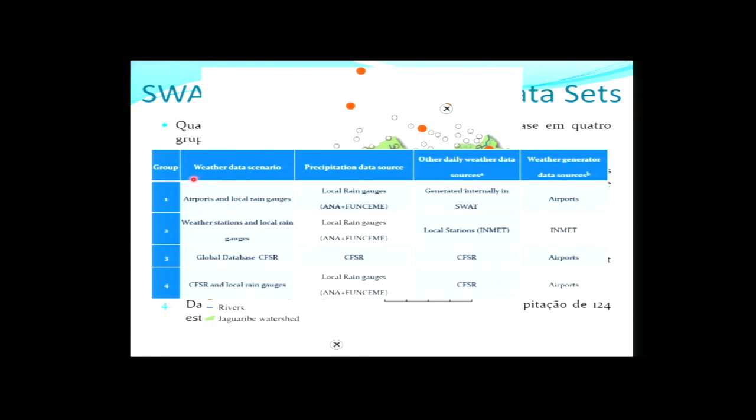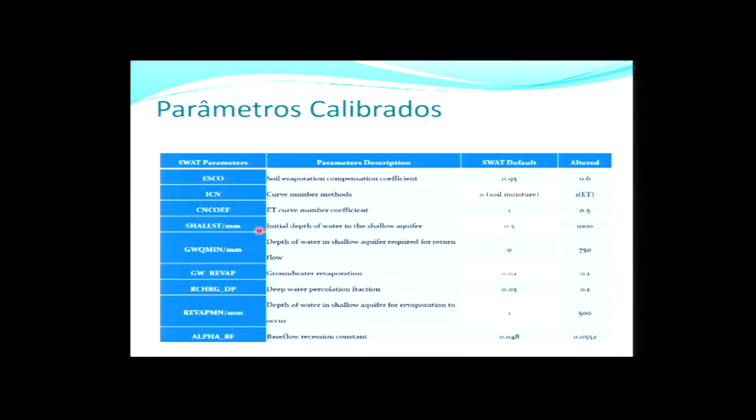And for both cases, only the first one was good too, using just the airports and the local rain gauges. So what we thought would be better, using the weather stations, in this case was not the best option because of all the missing data and maybe some problems with the gauges.